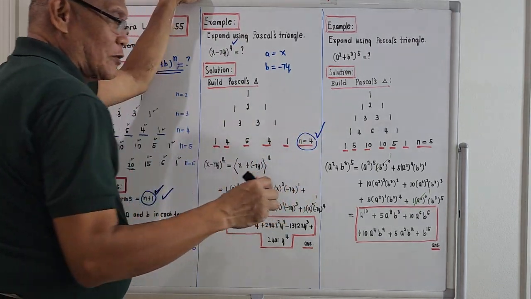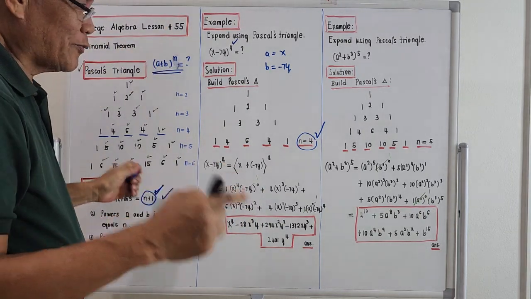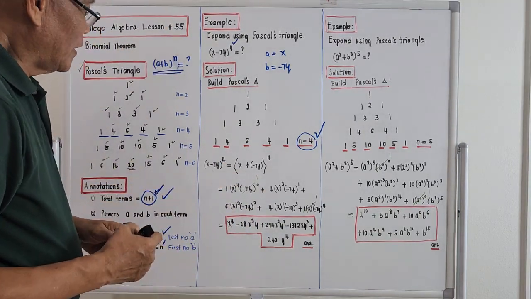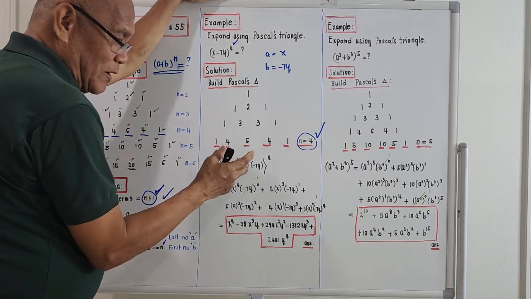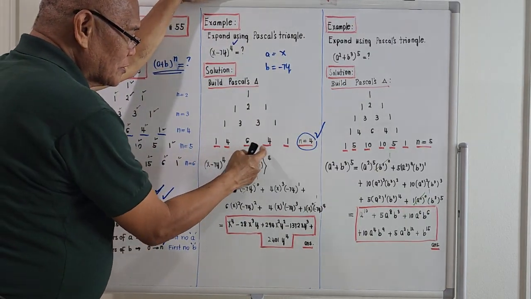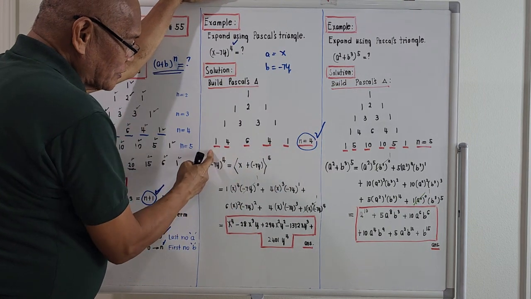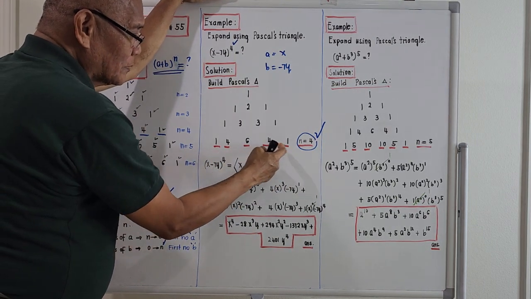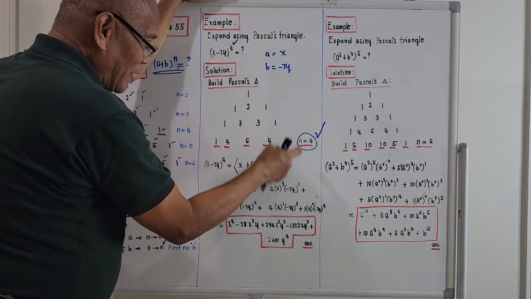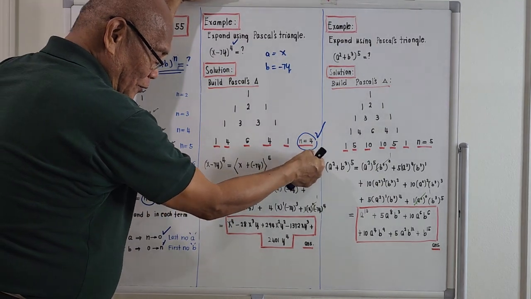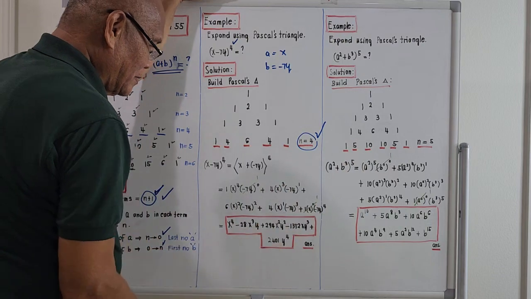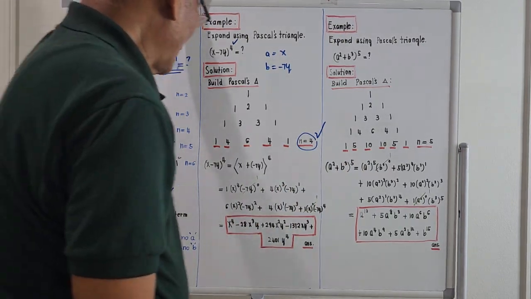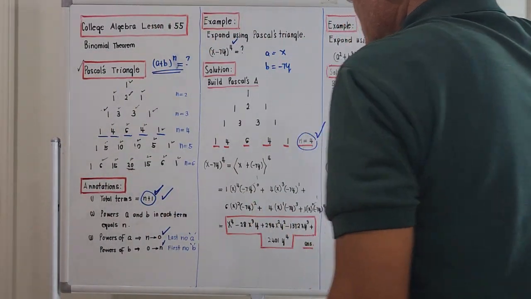These are the rows needed in bringing out the coefficients of the expansion. So the coefficients of the expansion will be 1, 4, 6, 4, and 1. First term, second term, third, fourth, fifth. There will be 5 terms because n is equal to 4 and the total number of terms is 4 plus 1.